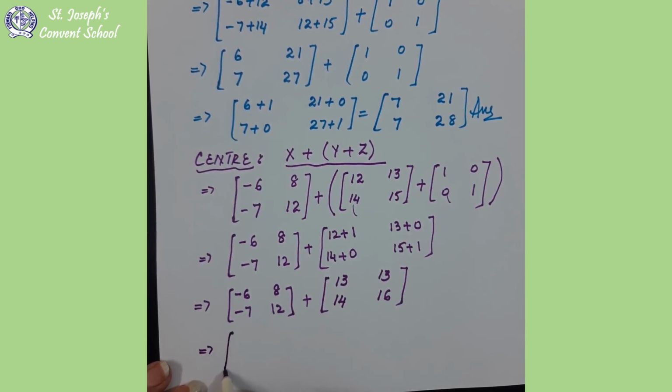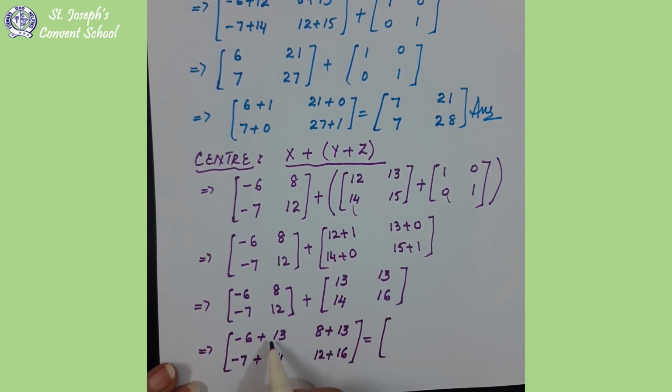First element plus first, minus 6 plus 13. Second element plus second, 8 plus 13. Third element plus third is minus 7 plus 14. Fourth element plus fourth, 12 plus 16. Add them.